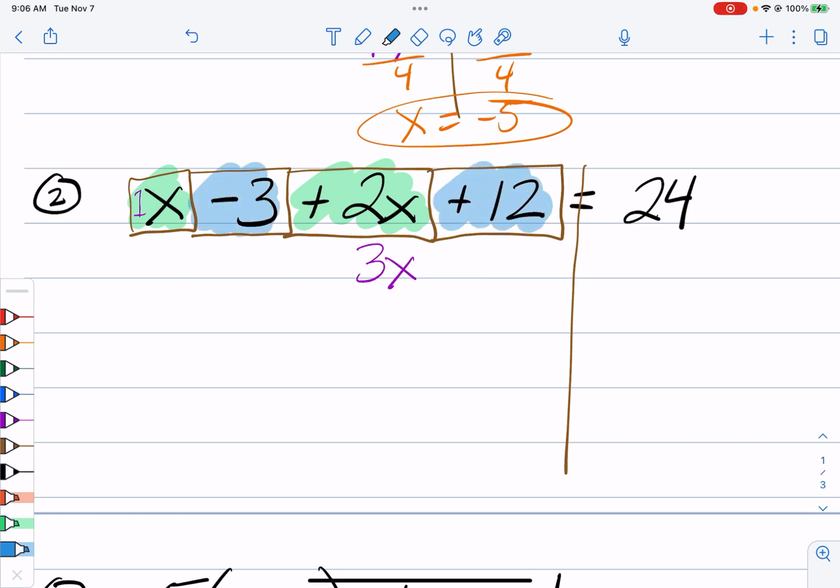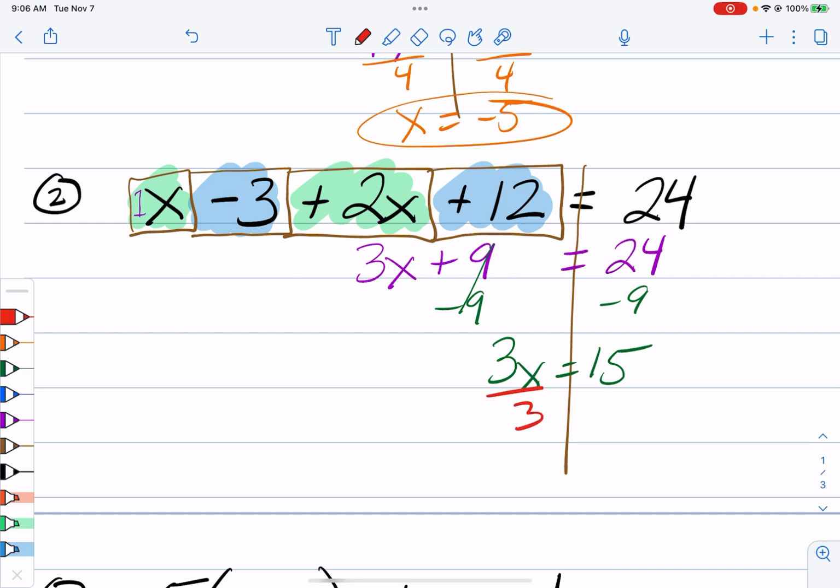So if I think negative 3 plus 12, it's like I owe someone $3. I got $12 for maybe like mowing someone's lawn. I pay back my friend. I now have $9 left over. It equals 24. So I'm going to then subtract 9 from both sides. My 9 minus 9 is my 0. And I'm going to get that 3x equals 15. I'm going to divide both sides by 3, and I'm going to get x equals 5.